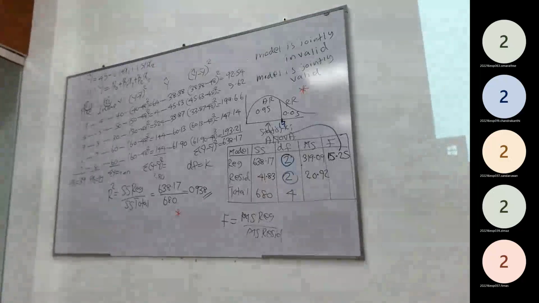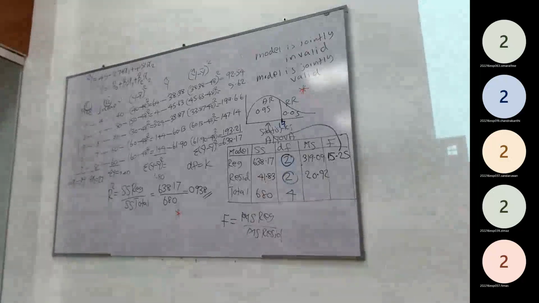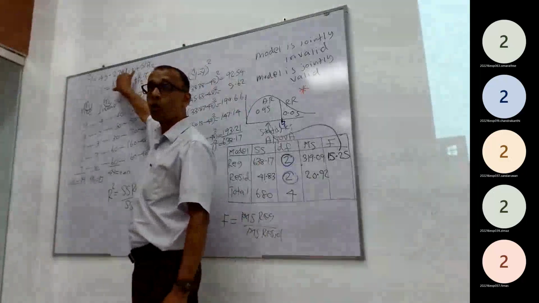Increase the data, increase the data points. Then the beta values may change a little bit, and then you can forecast better.